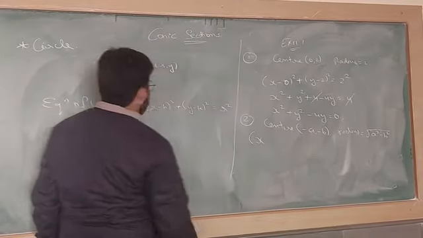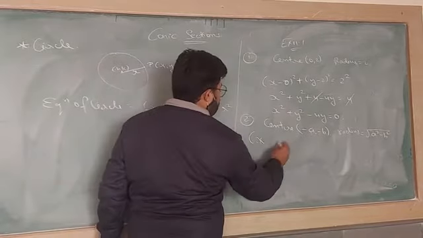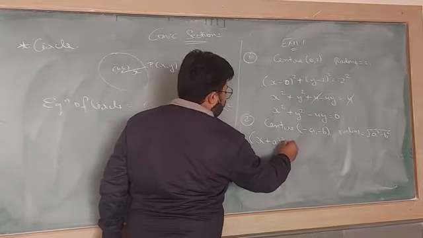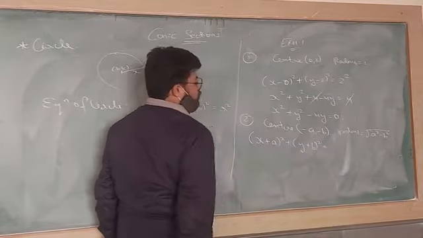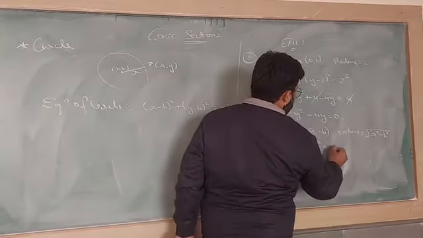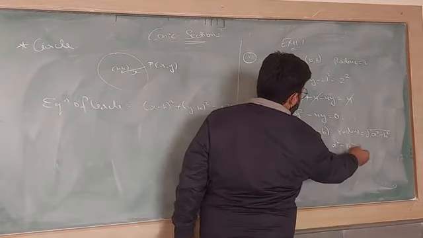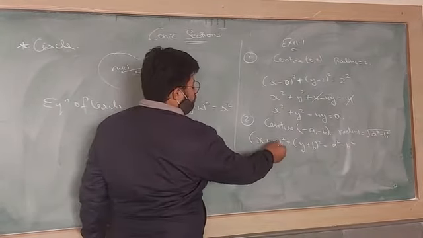Now minus x minus h and minus minus will become plus. So (x plus a) whole square plus (y plus b) whole square equals r square. So the square and this will be cancelled. So here we get a square minus b square. Now open (a plus b) whole square here.